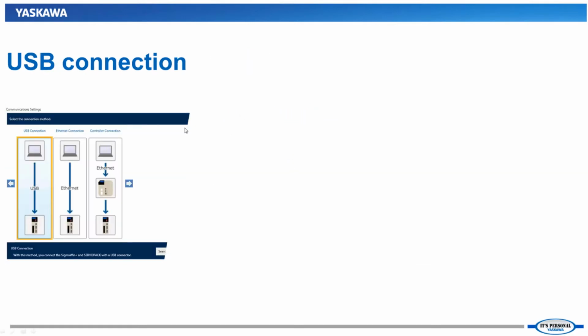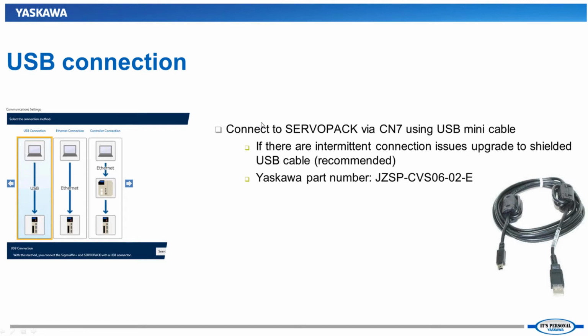USB connection, pretty straightforward. This is the standard. Use your SigmaWin cable, which will be the USB to USB mini. I've had a few people calling in with issues where they get intermittent connection issues, and just a reminder that we do recommend you use shielded USB cable, part number right there for one of those. This is also the only connection option for your analog pulse or indexer models of servo pack.